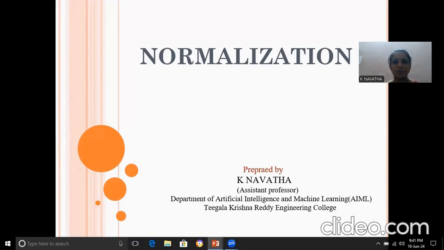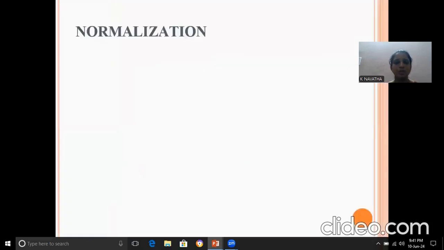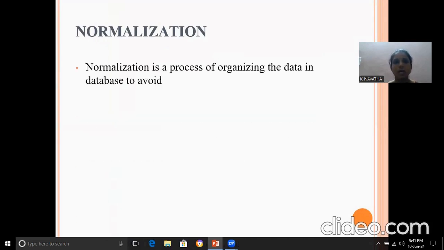It's a topic in DBMS, database management system. First of all, what is normalization? Normalization is the process of organizing the data in a database to avoid redundancy. First of all, what is redundancy? Redundancy is duplicate values or inconsistent data. So it's a technique to organize the data in a database to avoid data redundancy.